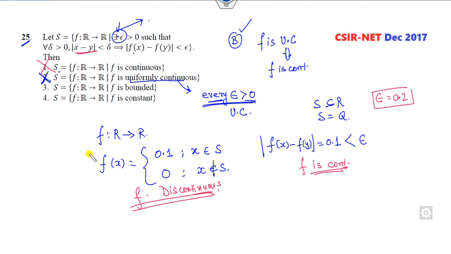So this is cancelled out, although this definition is satisfied. Also, moreover, you can see whether this is constant or bounded. Clearly f is not constant. So this option is also cancelled out. The right answer is only C, it is the correct option, because you can clearly see that this is not a constant function.